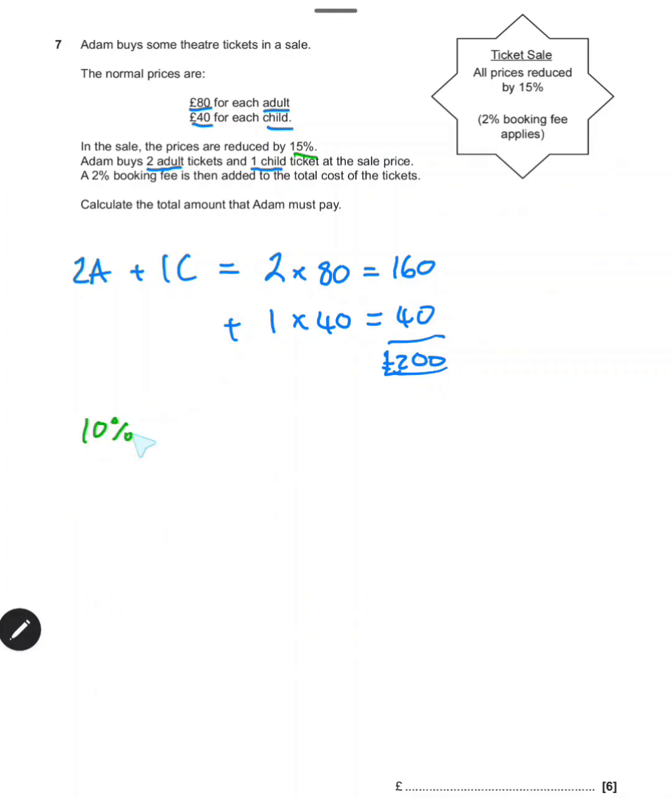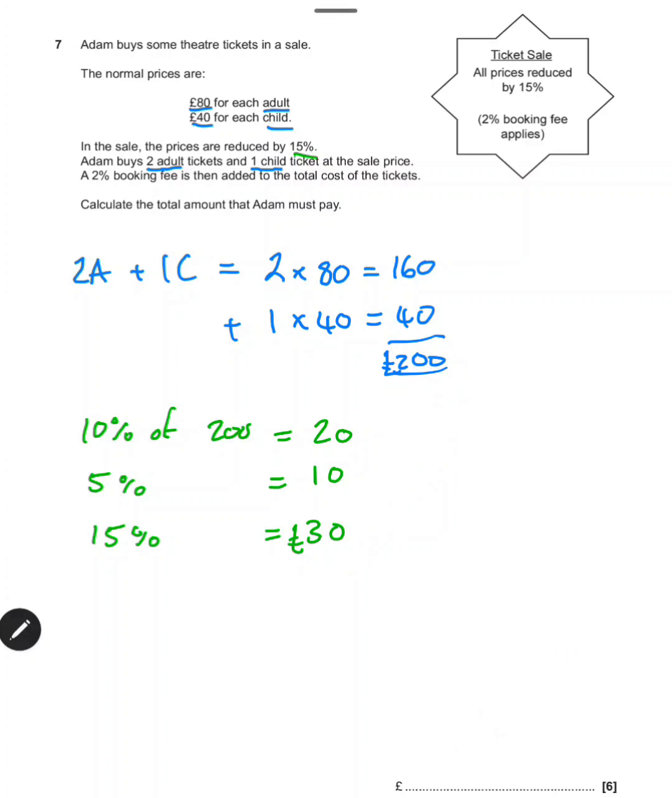So let's find 10% of 200. We'll divide by 10, take a 0 off. That's 20. 5% would be half of this, which is 10. And that allows me to work out 15%, which is just these two added together. 10 and 5, 20 and 10, £30. So the reduction is £30.